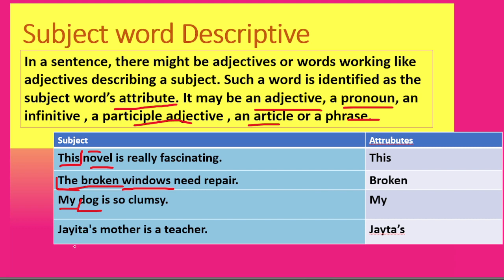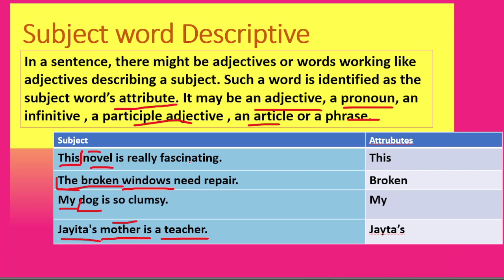Let us see the last sentence: Jeta's mother is a teacher. So here in this sentence, the main subject word is mother. So we are talking about mother, who is a teacher. So this part is predicate. So the other word that is describing this main subject word is Jeta's. So whose mother? কাৰ মা, Jetar ma. So Jeta's is the subject word descriptive or subject word attribute.